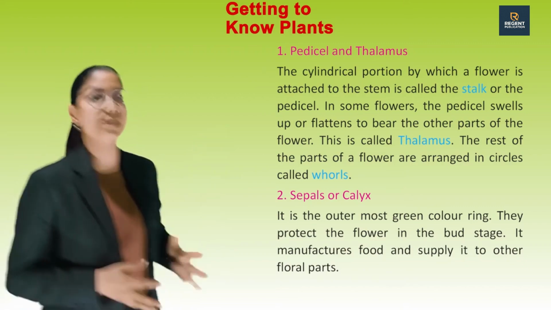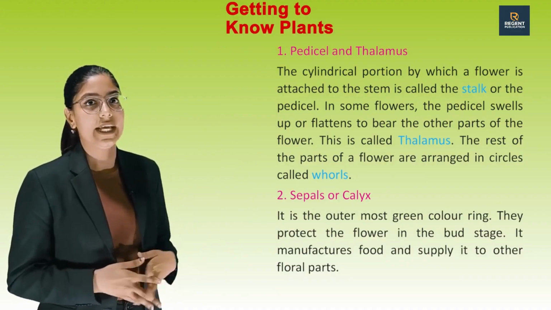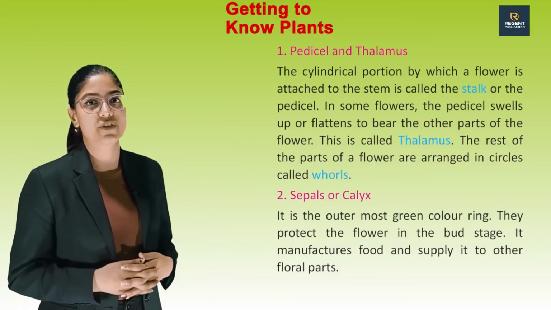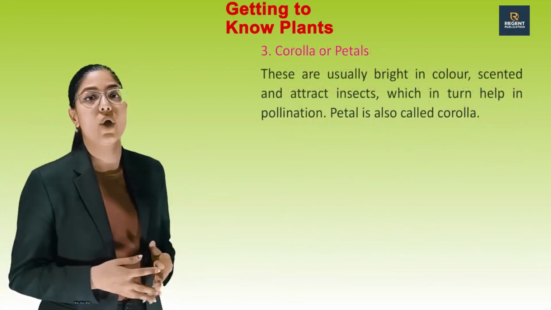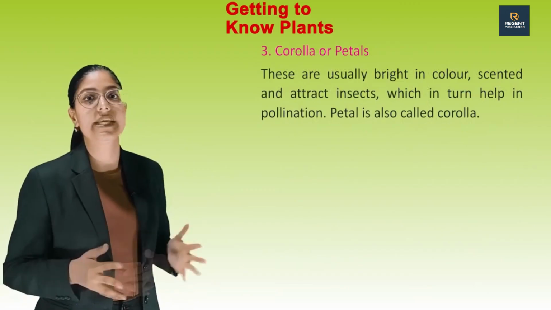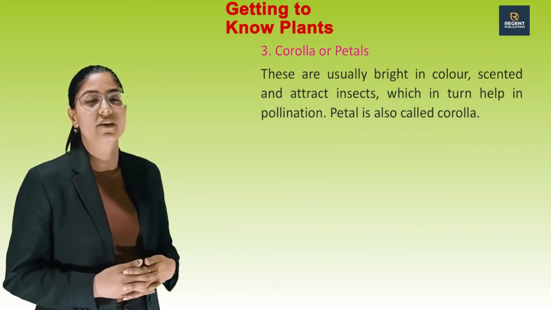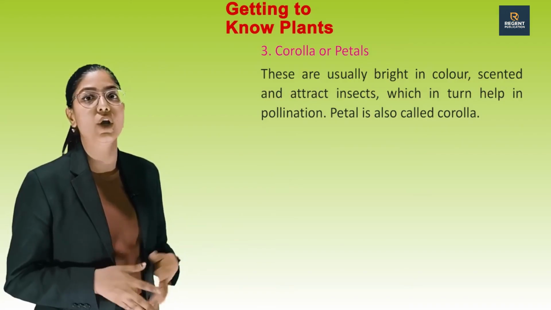Second is sepals or calyx. It is the outermost green-colored ring. They protect the flower in the bud state. It manufactures food and supplies it to the other floral parts. Third is corolla or petal. These are usually bright in color, scented and attract insects, which in turn help in pollination. Petal is also called corolla.